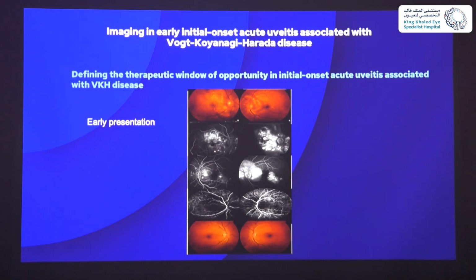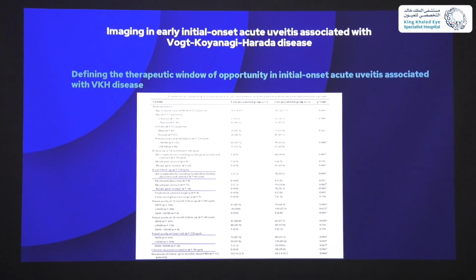So by looking at the result, this is the table that shows the difference between early presentation and late presentation. If you look here, you can see that sunset glow fundus developed in about 60% of late presentation and in none of the eyes with early presentation. Chronic recurrent evolution occurred in none of the eyes with early presentation and in about 30% of delayed presentation.